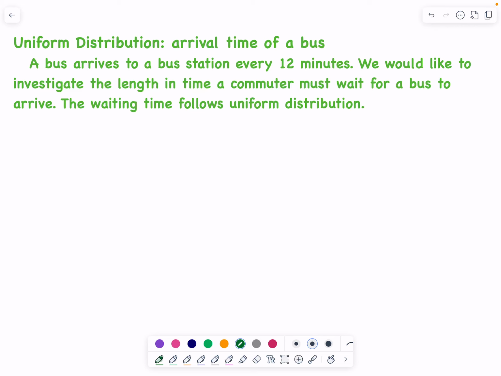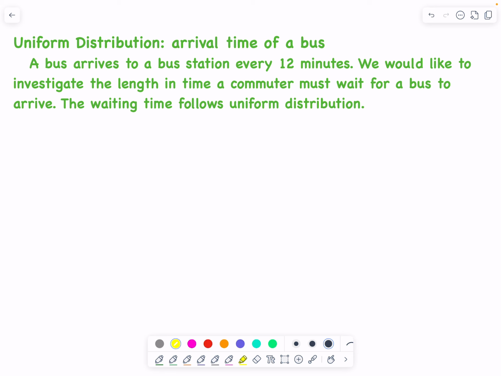This is a uniform distribution problem: arrival time of a bus. A bus arrives to a bus station every 12 minutes. So on average, every 12 minutes, there is a bus arriving to a bus station. We would like to investigate the length in time a commuter must wait for a bus to arrive. The waiting time follows uniform distribution.